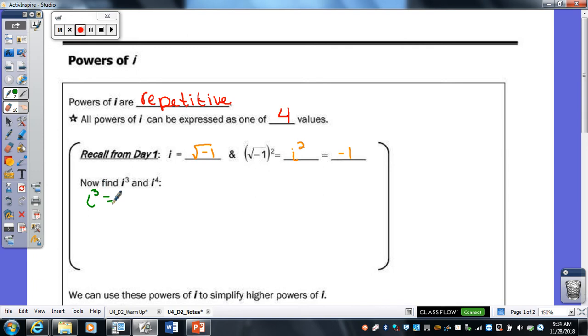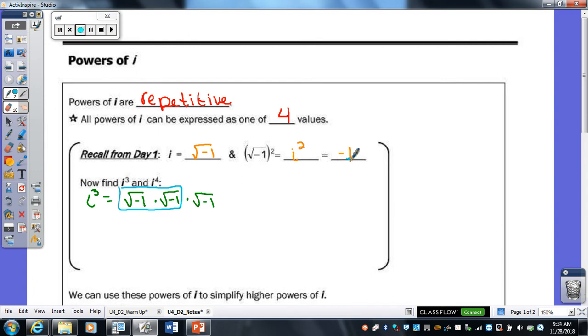So I to the third means that it's I times I times I. You're multiplying it 3 times. So that means we have the square root of -1 times the square root of -1 times the square root of -1. You're multiplying that 3 times. We already know if I multiply it 2 times, it becomes a what? -1. We already figured out if we multiply it 2 times, we get a -1.